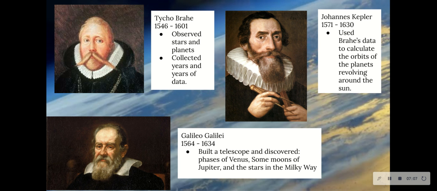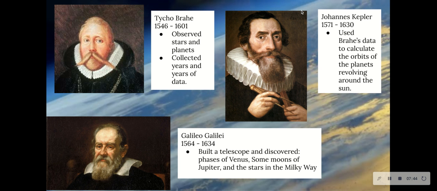Let's talk about Tycho Brahe first. He is from 1546 to 1601, and he observed stars and planets for many years. And he collected years and years of all this data, and he kept it with himself. At this time, he also had an assistant called Johannes Kepler. He's from 1571 to 1630.